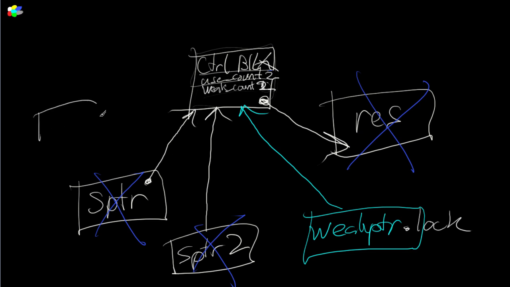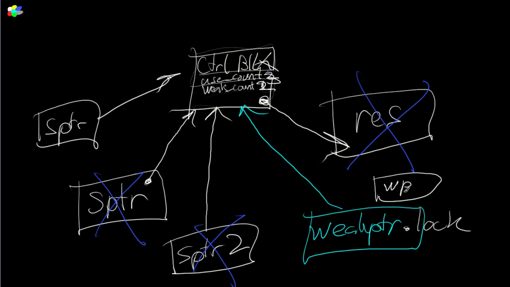If you add another shared pointer, what do the counts become? Well, the use count goes up to 3, but the weak count stays at 2. You only ever get a plus 1 for any shared pointers. But if you added another weak pointer, call it weak pointer 2, that would increment the weak count, but not the use count because they're weak pointers.